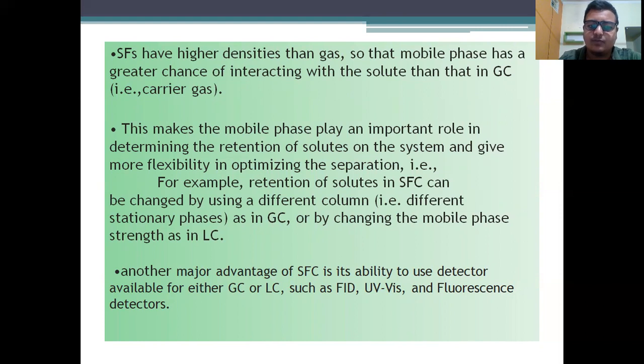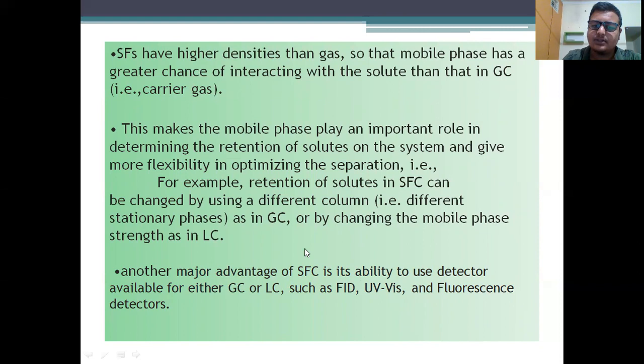Then, the mobile phase plays an important role in determining the retention of solutes. So supercritical fluids have the advantage of a wide range of selectivity to modify the retention times. We can either decrease the time as we do in gas chromatography, or we can increase the retention time by choosing the methods employed in liquid chromatography.